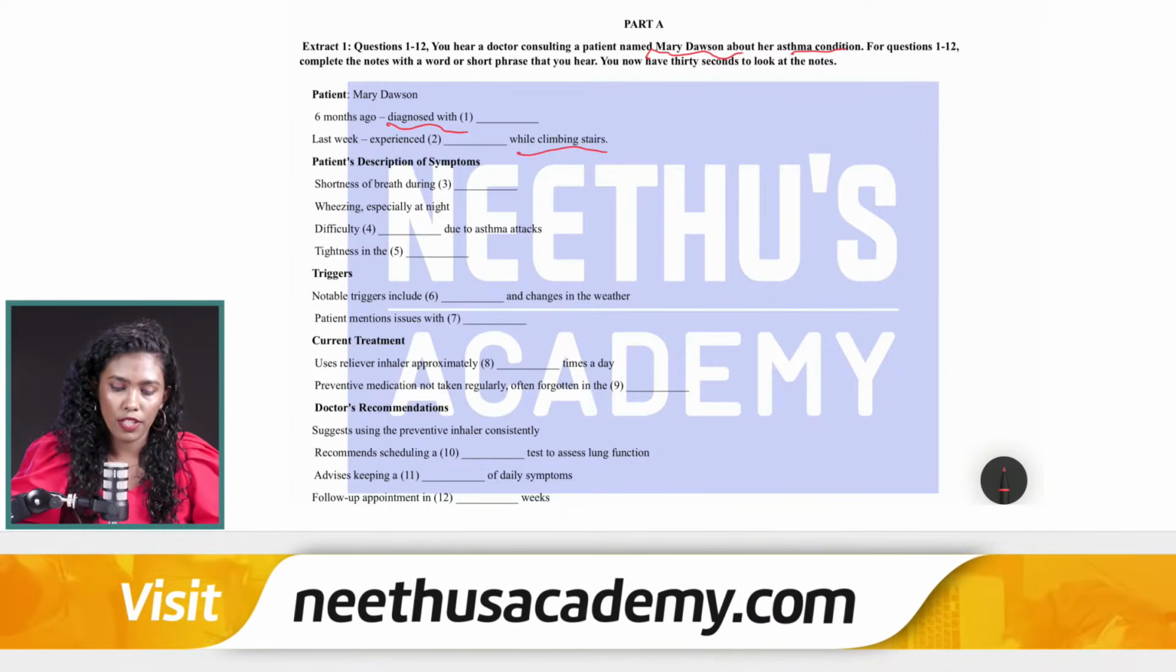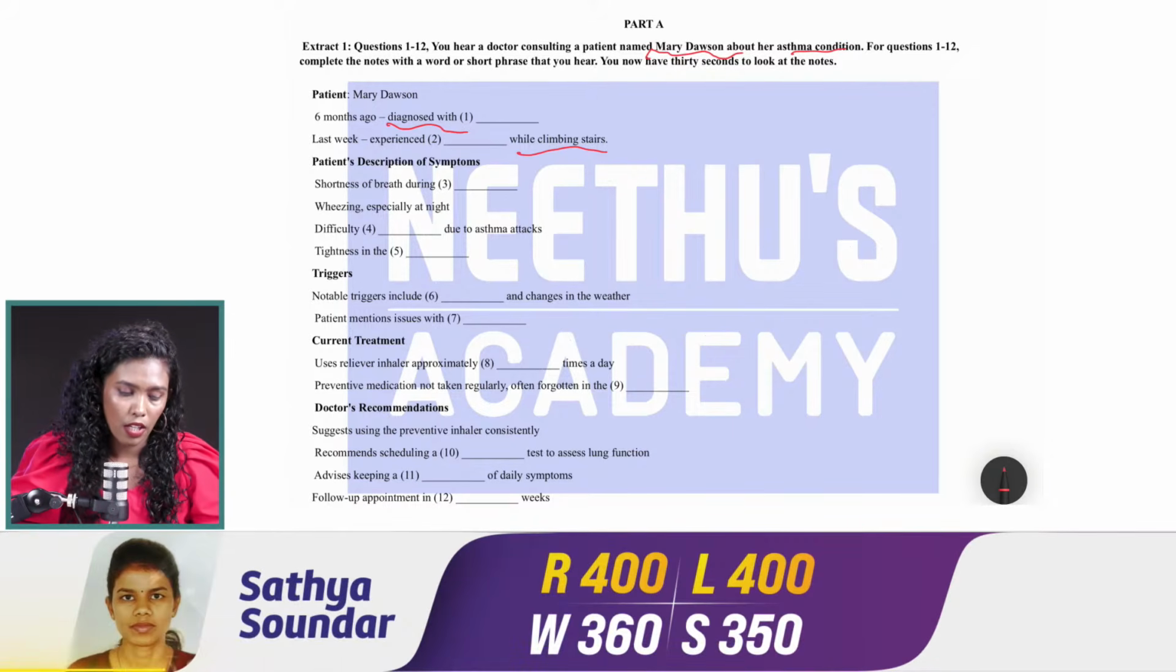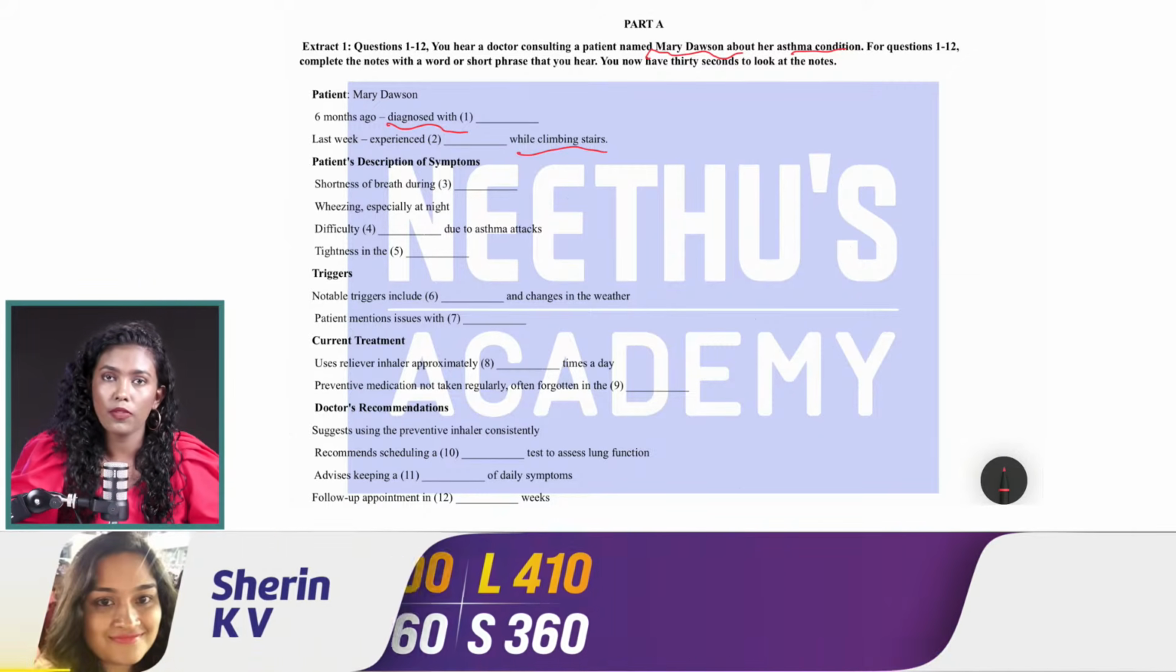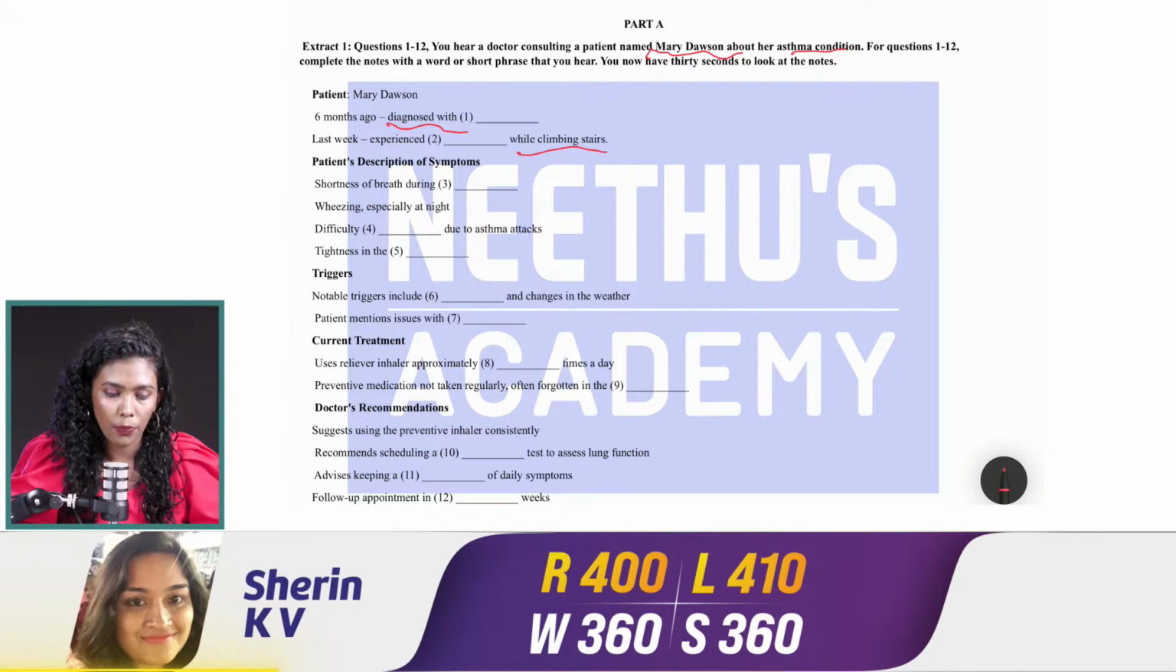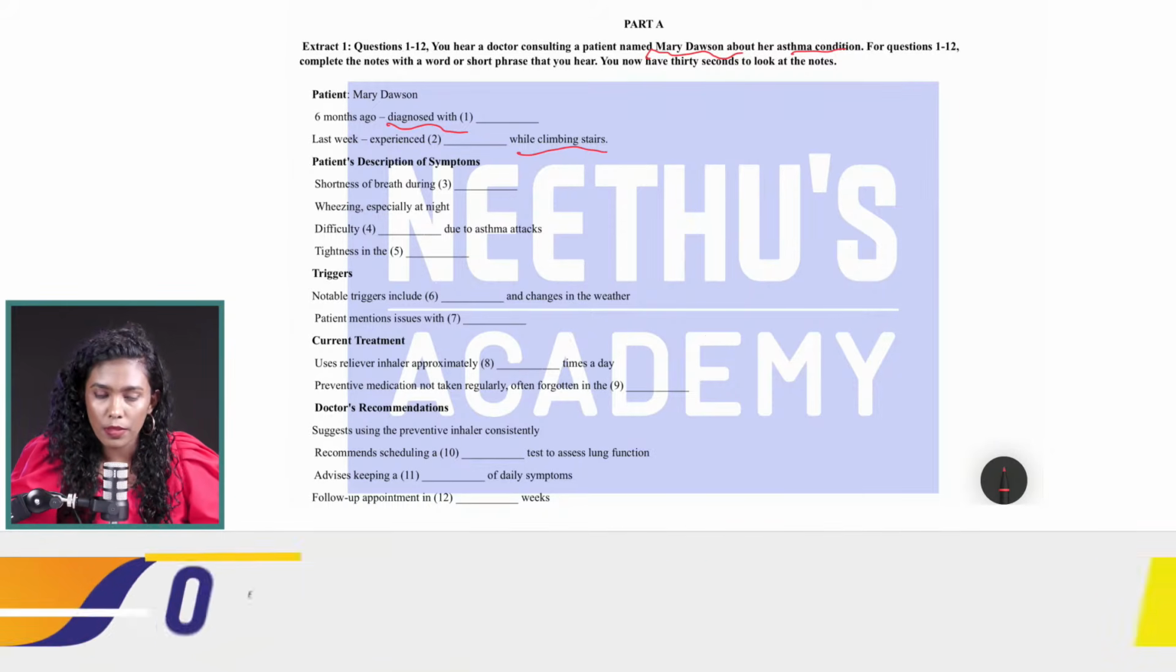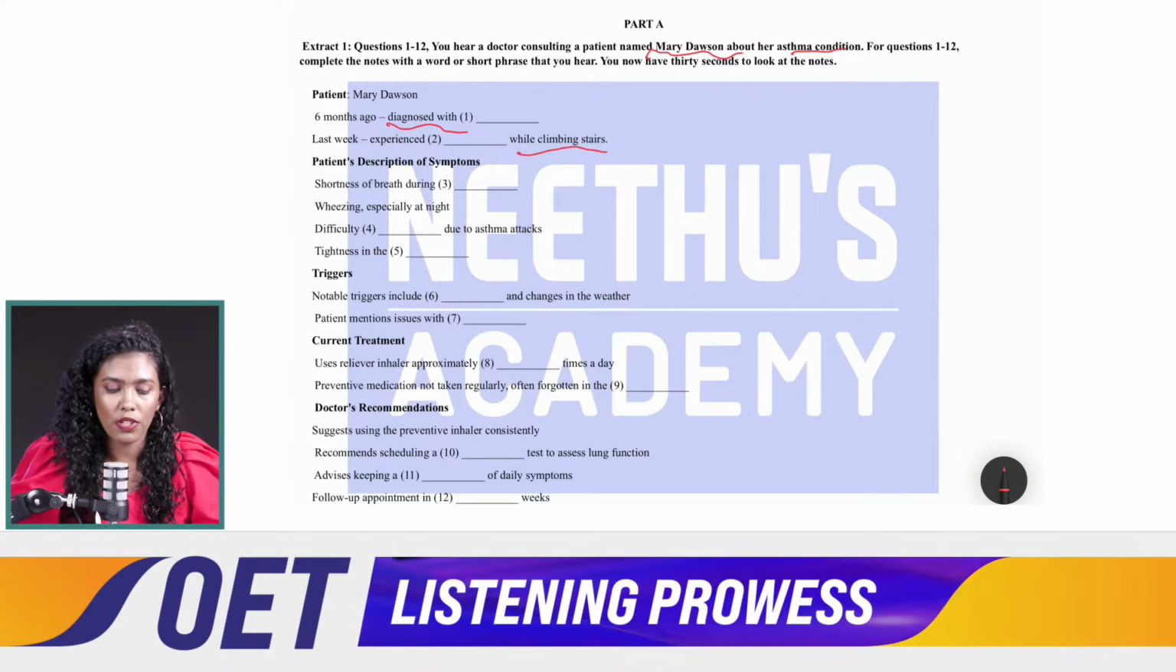Remember, the patient is having, what is the condition of the patient? Asthma. The patient is having the condition called asthma. So now tell me, what is the key information that you are going to predict? Tell me. Is it going to be a condition over here, or is it likely to be a symptom? What can you understand from reading the question?